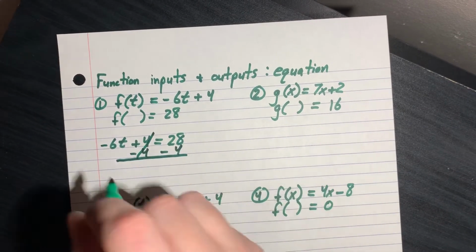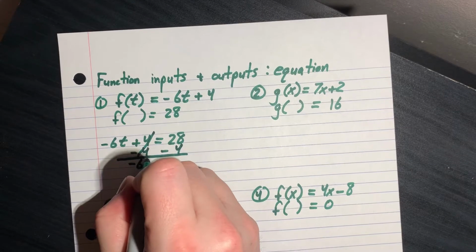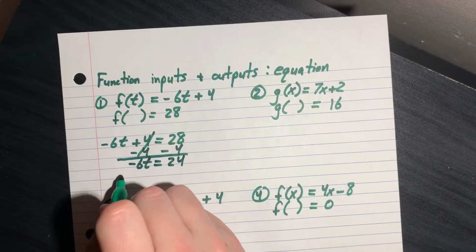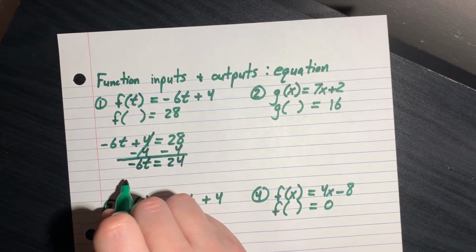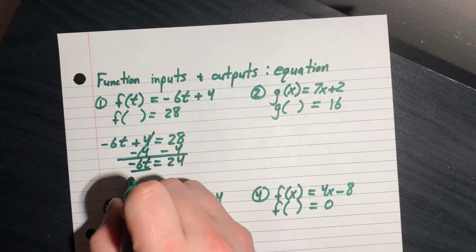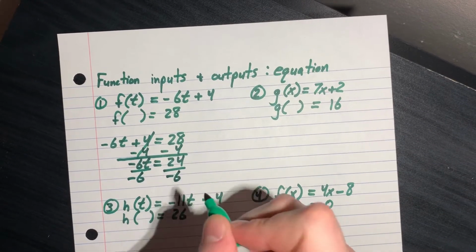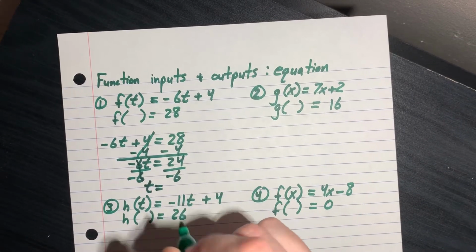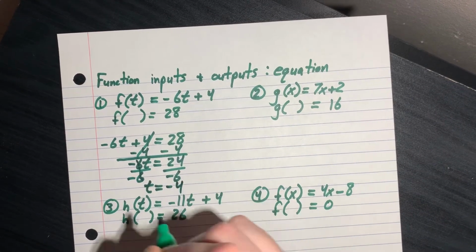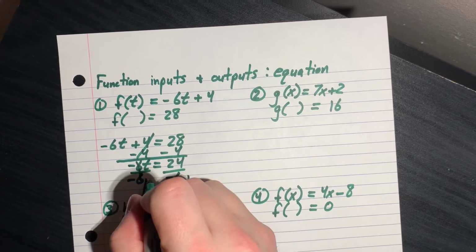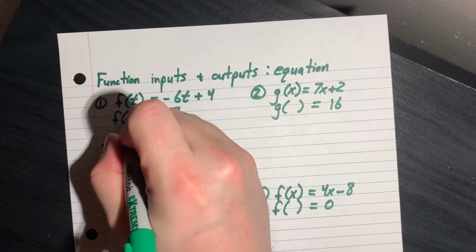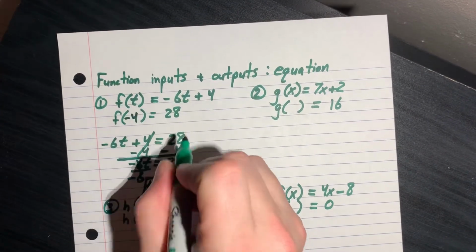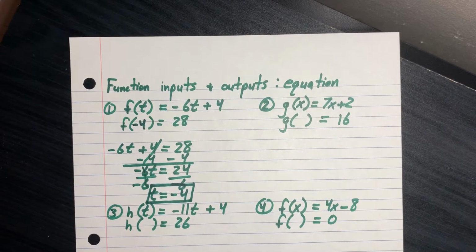Makes that cancel there. So then we can bring down our negative 6t. 28 minus 4 gives us 24. Now we are left with negative 6t equals 24. So it'll be negative 6 and negative 6. We'll have to divide on both sides, which will then leave us with t equals 24 divided by negative 6, which will give us negative 4. So that tells us that f of negative 4 equals 28. So now let's try the next one.